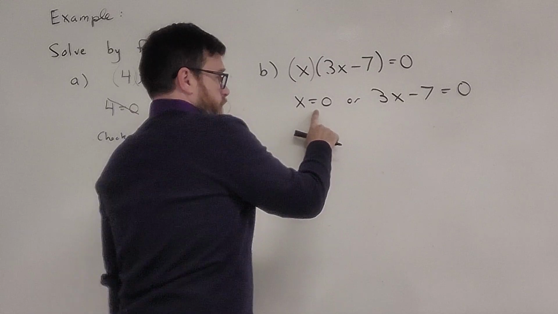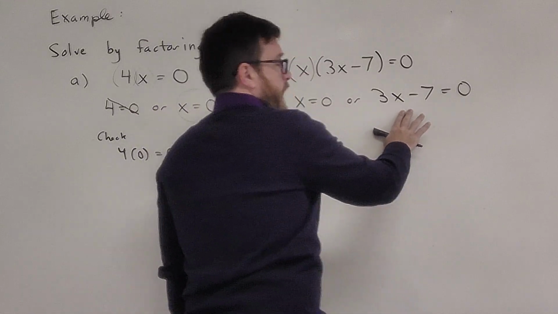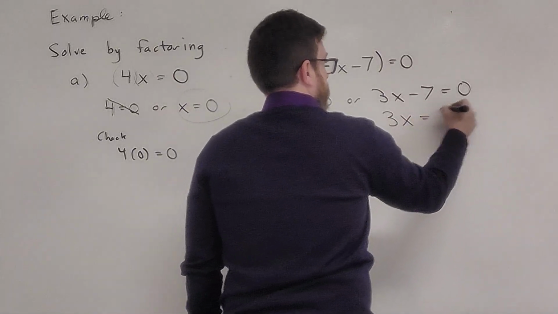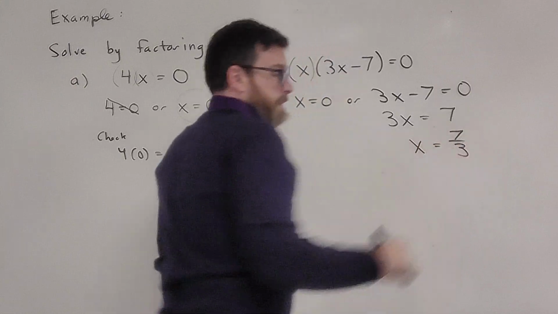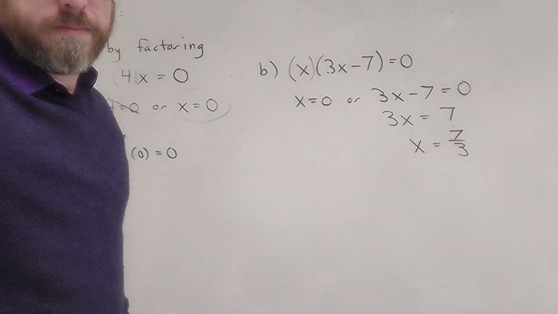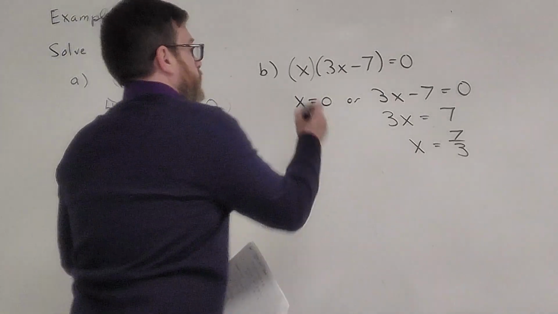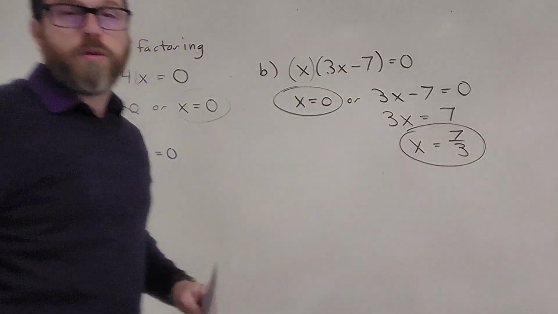So this one's already solved: x is equal to 0 is done. Now I still have to isolate x in this one because it's a linear equation. You subtract 7, so 3x is equal to 7, and then divide by 3, so x is 7/3. In the first equation we only had one answer, but in this equation we have two. We have x is equal to 0, or x is equal to 7/3, or both.